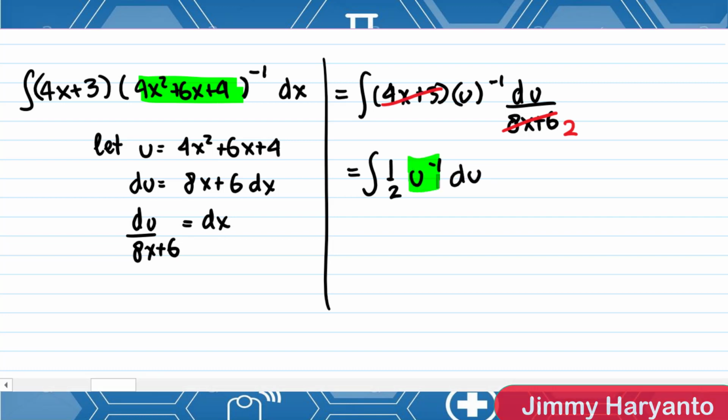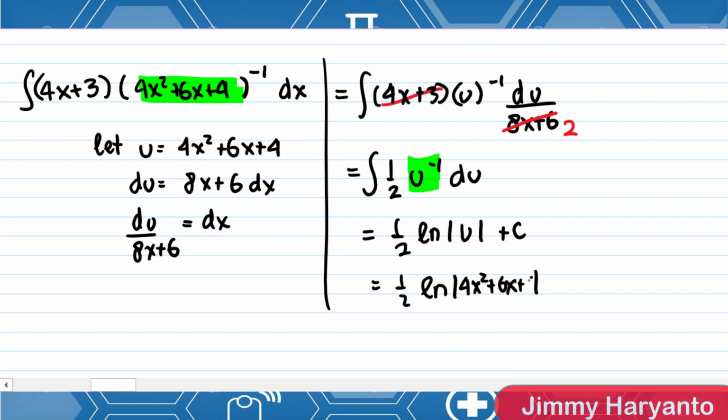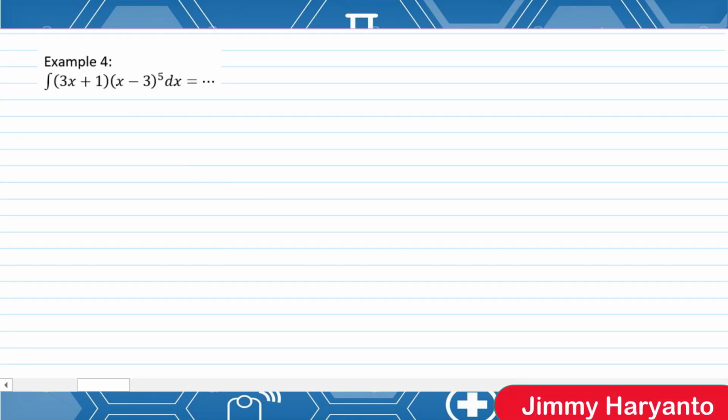Remember, for u to the power of negative 1, we cannot use normal integration. It will be ln u plus c. After that, half ln u, not x, ln u, and then you have to change the u one more time: half ln of 4x squared plus 6x plus 4, and then plus c. There you go. This is the answer for example 3.